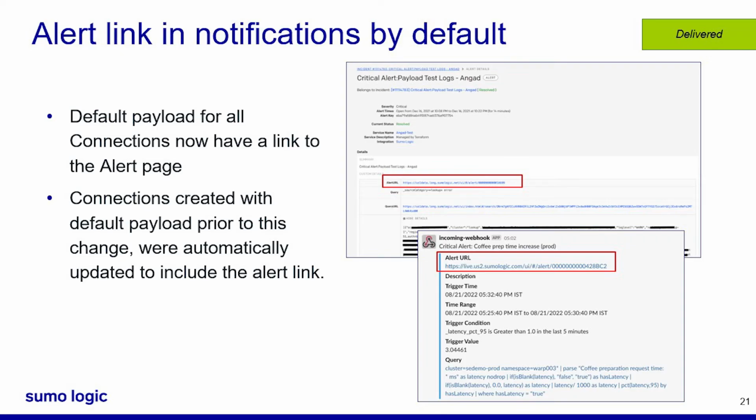Number one is we now have default payloads for all third-party connections that have a link to the alert page. This will allow you to access alerts right from the notification that you get in Slack or PagerDuty or whatever tool you're using. If you have a connection that you created with a default payload prior to this change, we are also automatically going to update those to include the alert link. This feature has already been rolled out and you should be able to use it.